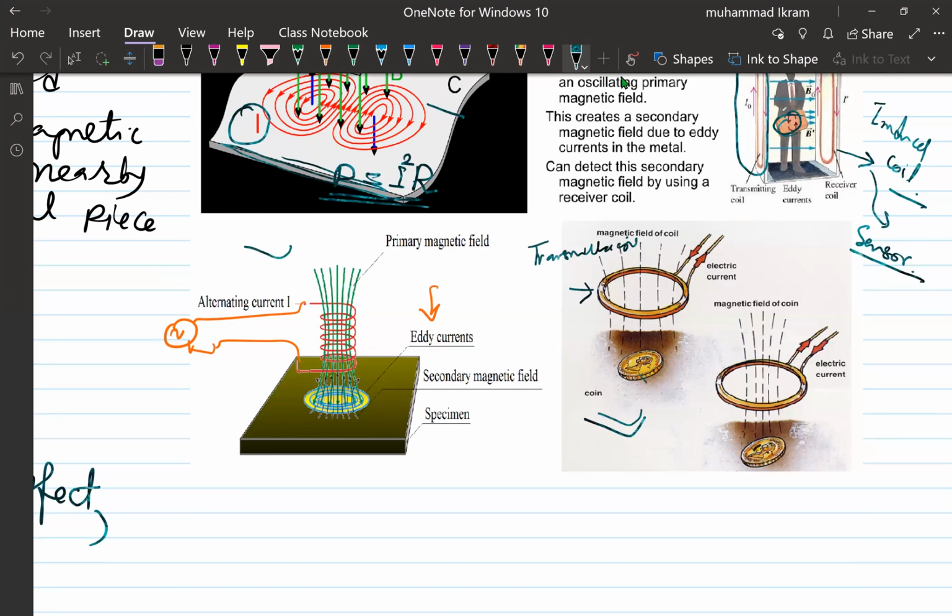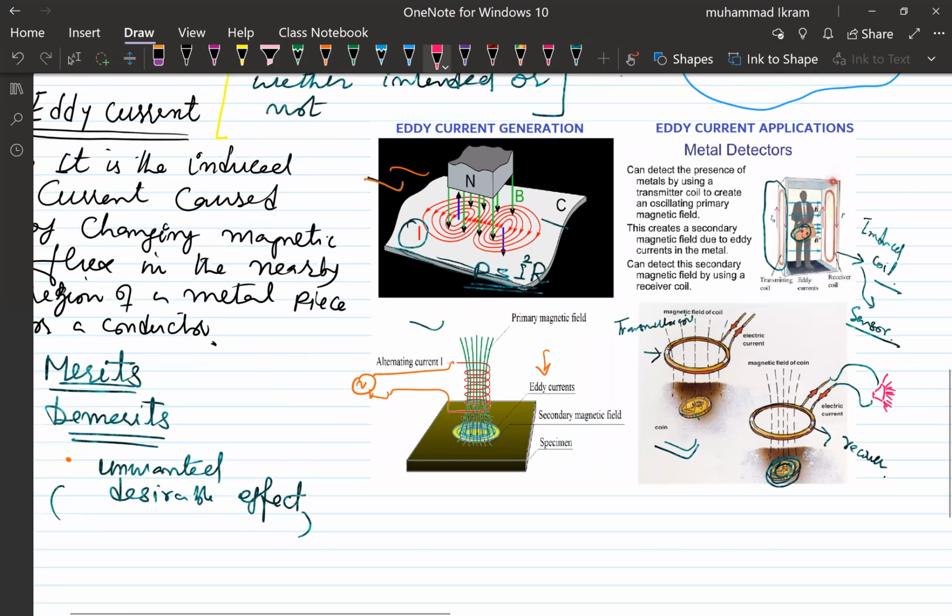So in turn, when current is produced in the metal piece, the eddy current has its own induced magnetic field, and when that induced magnetic field passes through the coil, that coil is called the receiver, right? And then the receiver coil is connected with either a sound system or any other sensor, and it will start sounding, right? A tune tune kind of sound you will hear. So this is all about the eddy current.